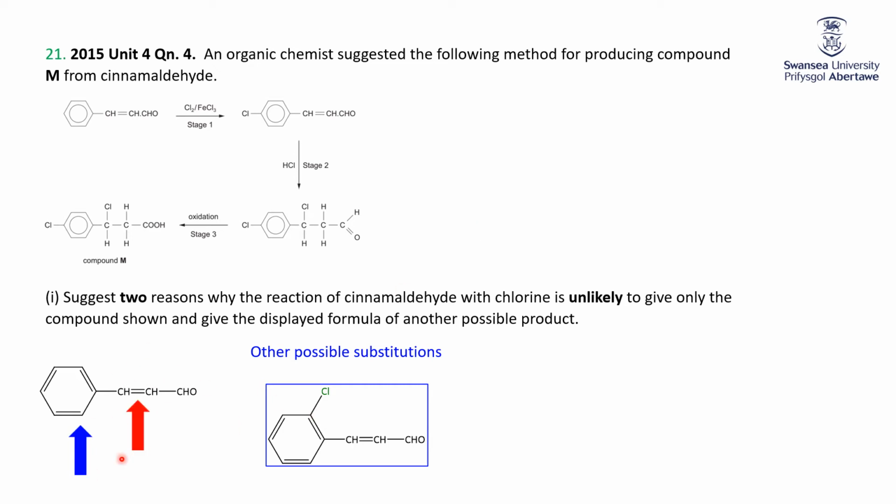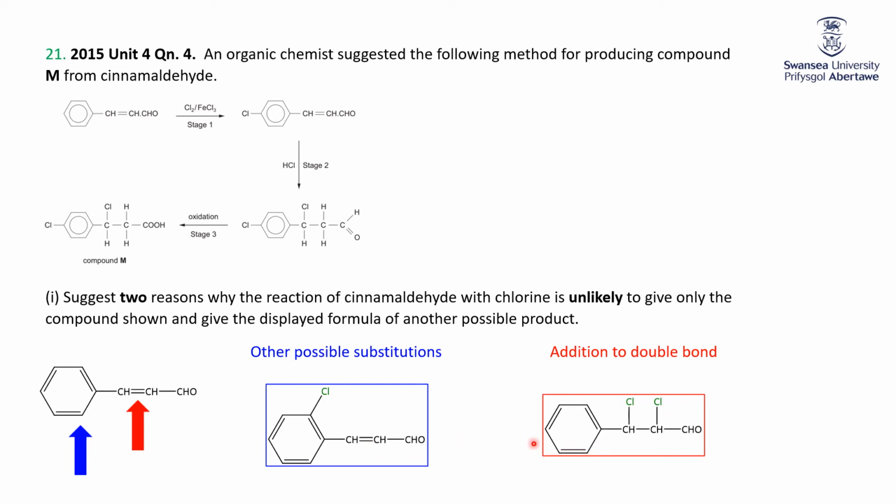And of course, we've also got the possibility of chlorine adding to the double bond in a manner analogous to bromine adding to the double bond that we've discussed several times. So therefore, we could have had this possibility here. And of course, all the other possibilities where you're not just adding the chlorine in one of these places, but two of them. So you could have the chlorine adding to the double bond, a chlorine there, a chlorine there, and so on.